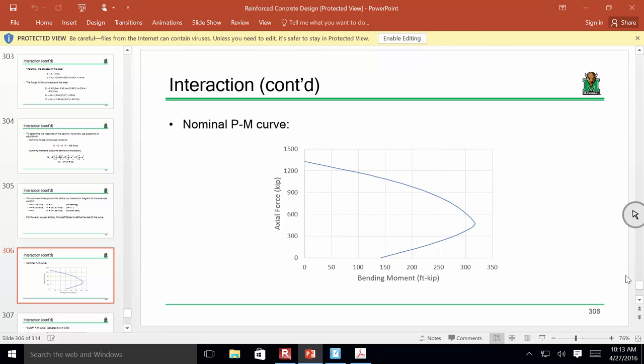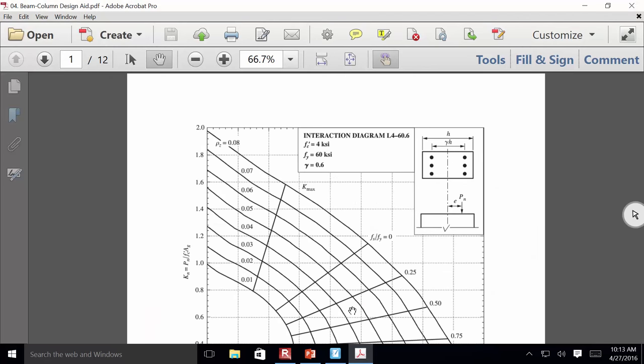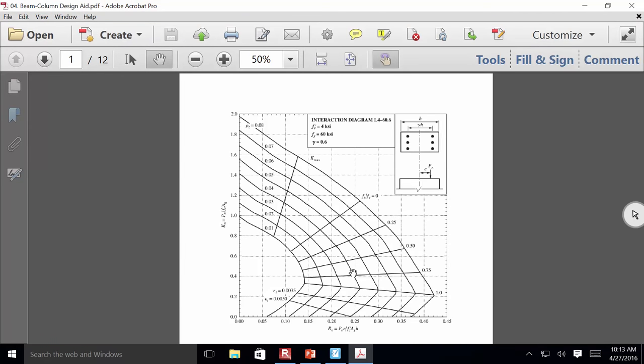Now, this is an interaction diagram for a specific column with specific dimensions and specific reinforcement. What ACI has been kind enough to do is to produce these. This is what I just handed out to you all. These are sort of what I'll call generalized interaction diagrams.